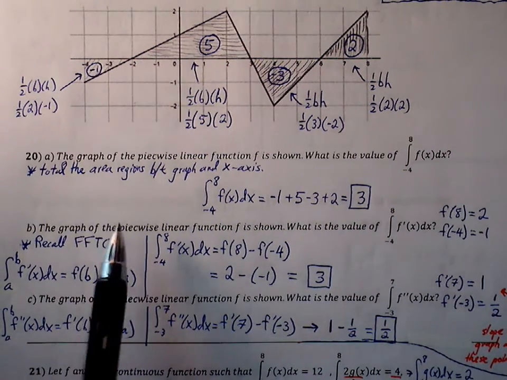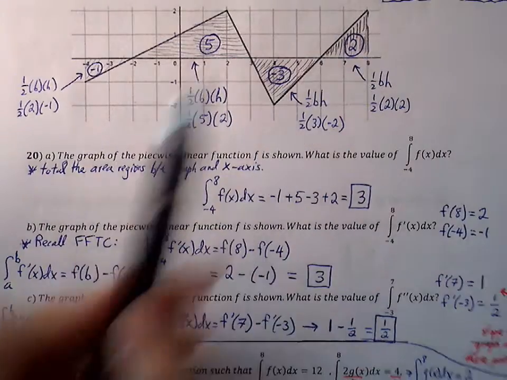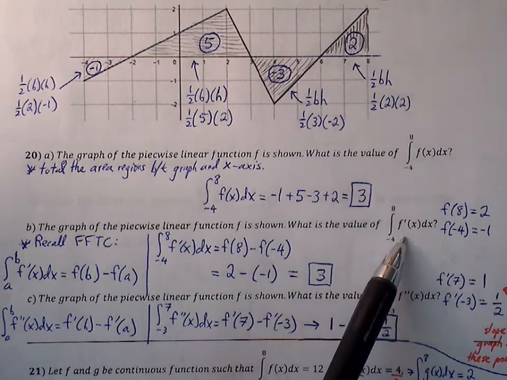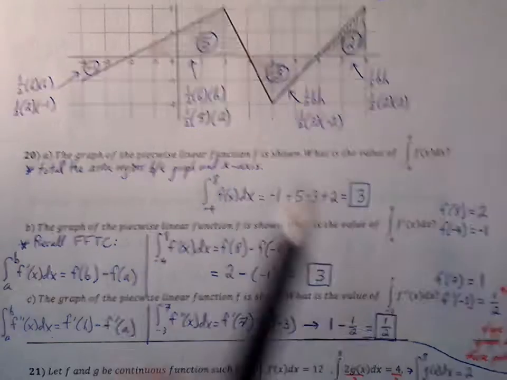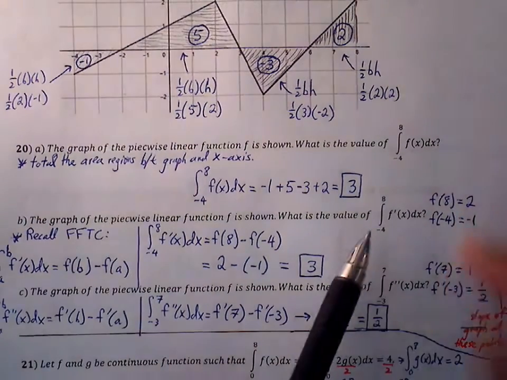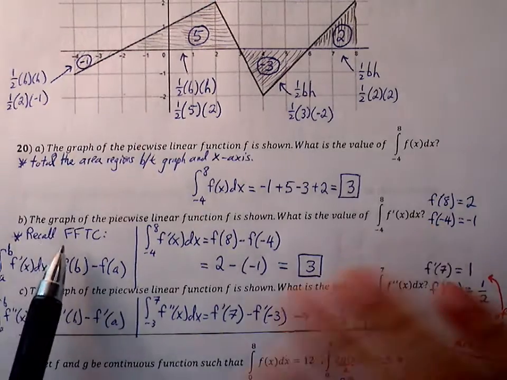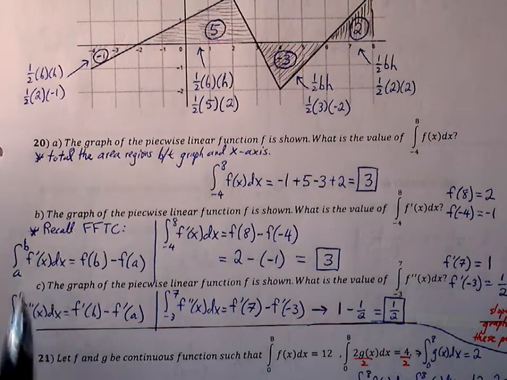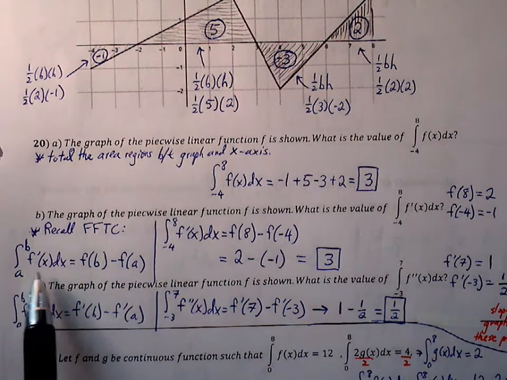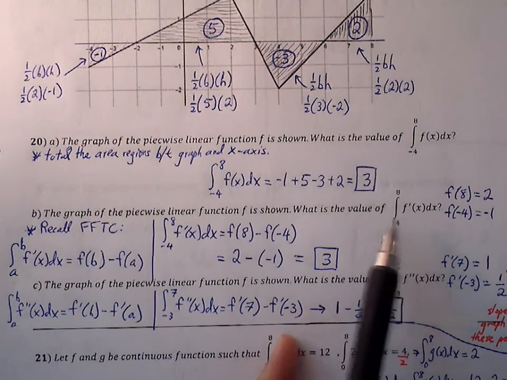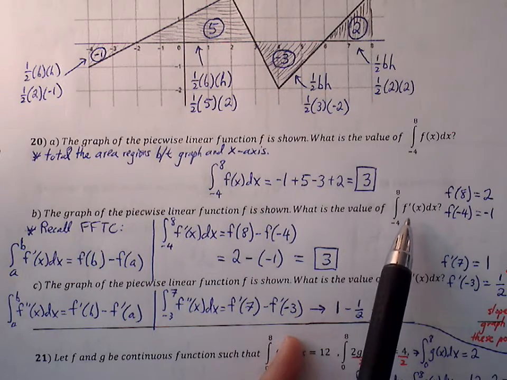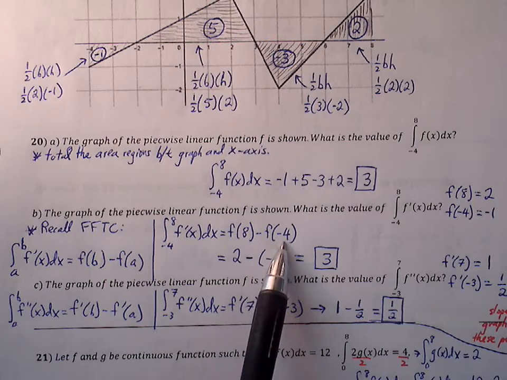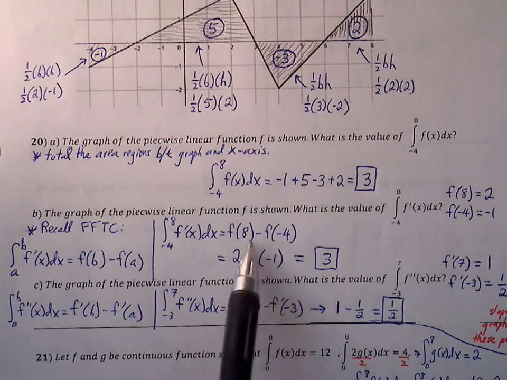Part B, again, f of x is shown. What is the value of the integral of f prime of x? The integral of f prime. So we don't have f prime in front of us, but we can use the fact that first theorem tells us the integral of f prime brings us up to the f of x level, right? So I can use this to help me with this form. The integral of f prime is therefore f of 8, upper bound, minus f of -4, lower bound. So now we have something that we can use.